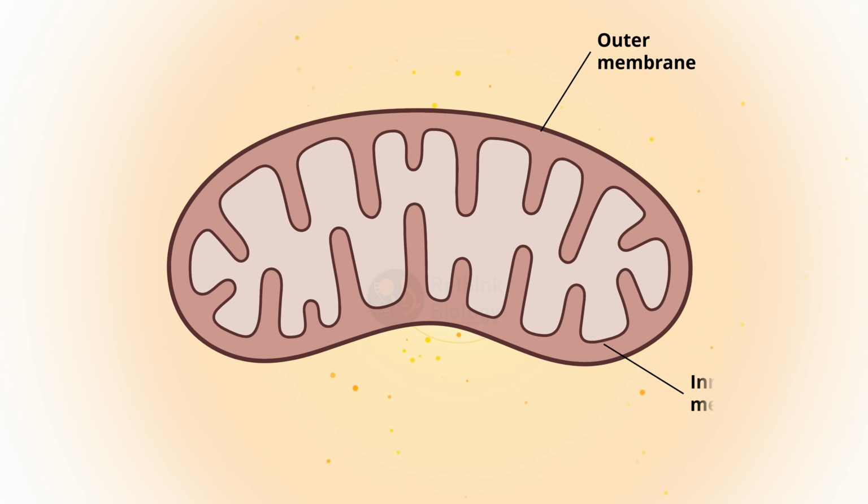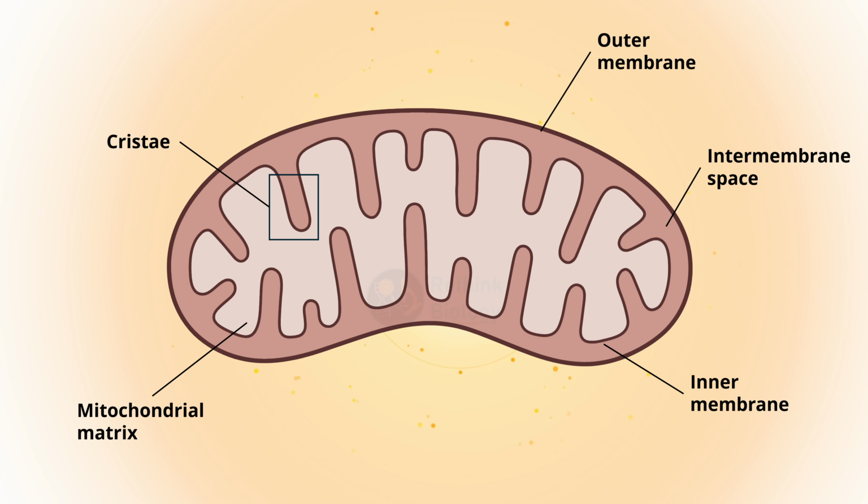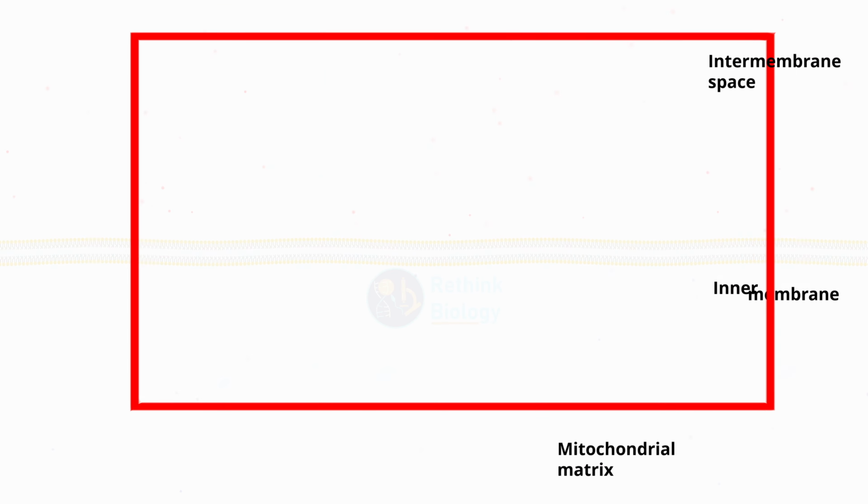It has an outer membrane that acts as a skin. Inside that, it has a highly folded inner membrane. These folds are called cristae. The space between the outer and inner membranes is called the intermembrane space. The fluid-filled core inside the inner membrane is called the mitochondrial matrix. This double membrane setup is absolutely critical for making energy.